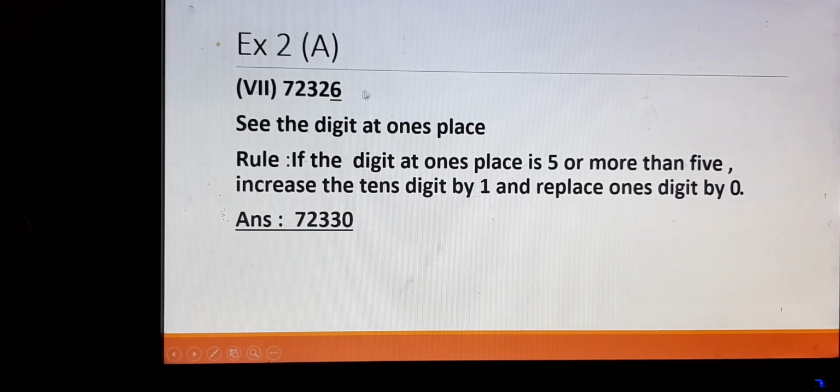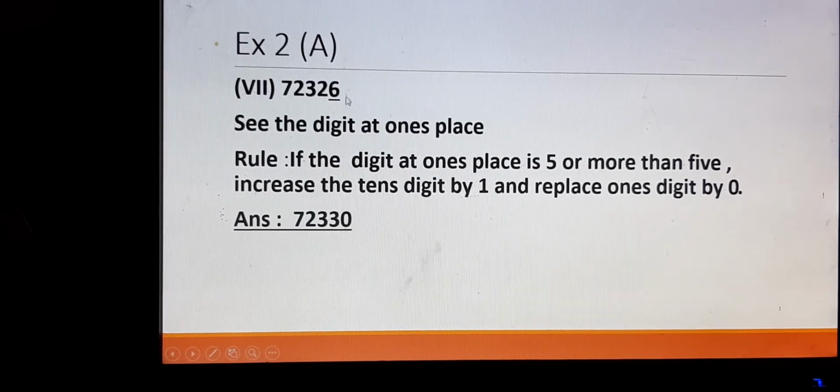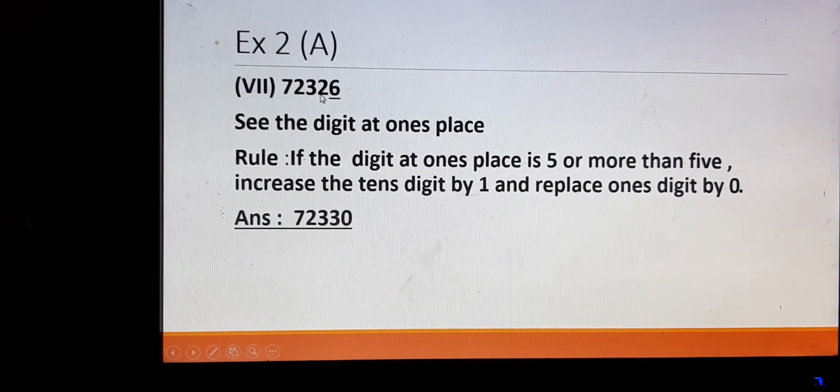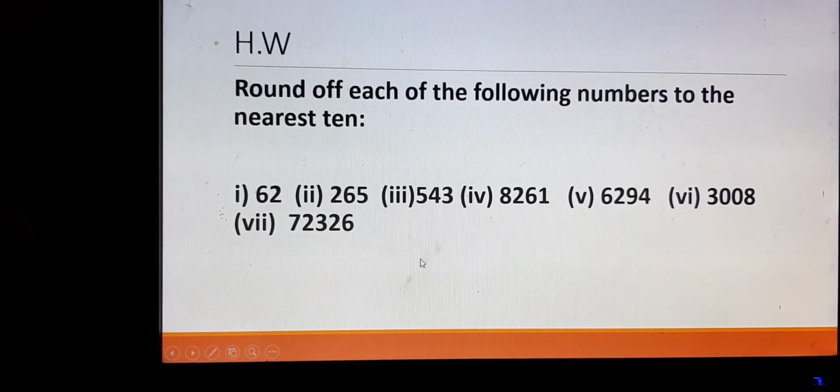Next you see, what is the digit at the units place in this number? 6. Rich or poor? 6 is a rich number, isn't it? So it is saying bye and going off. When 6 goes off, that place will become 0. But it will give a gift to the neighbor. 2 is the neighbor. So 2 becomes 3. So what will be the answer? 72,330.